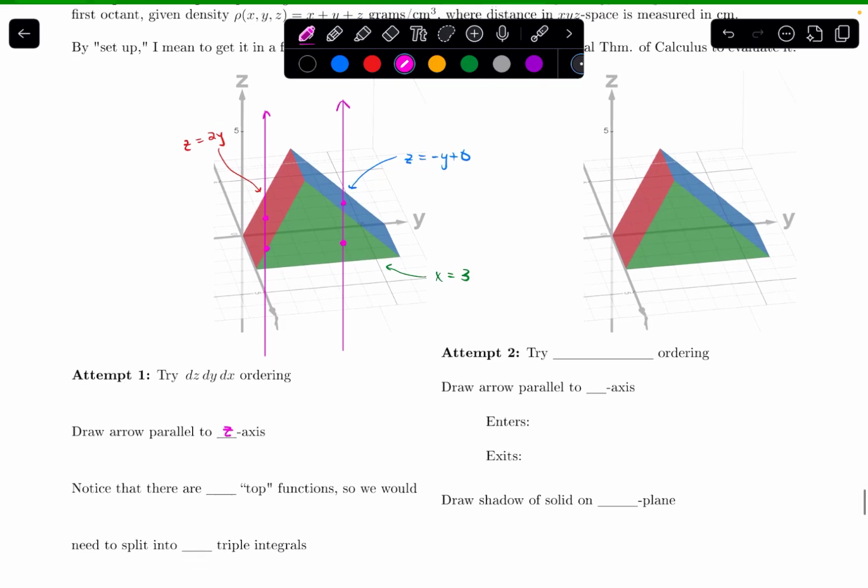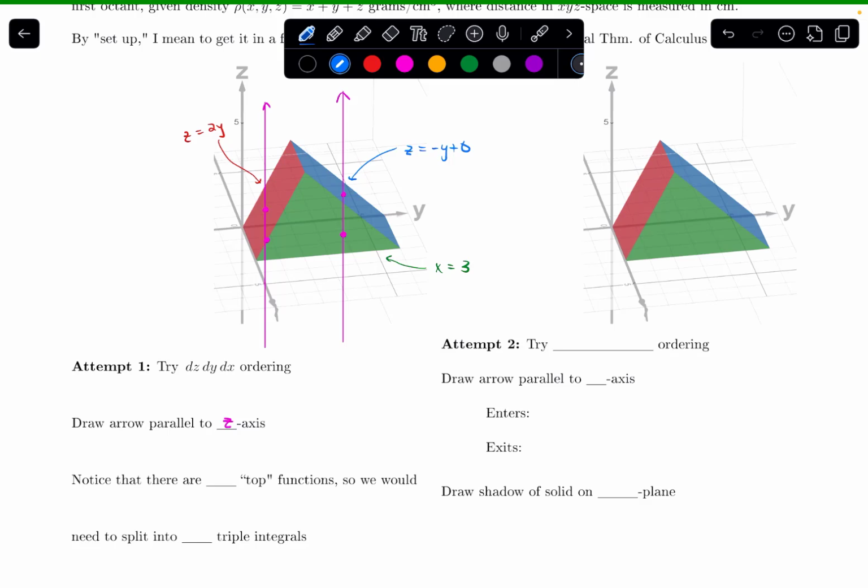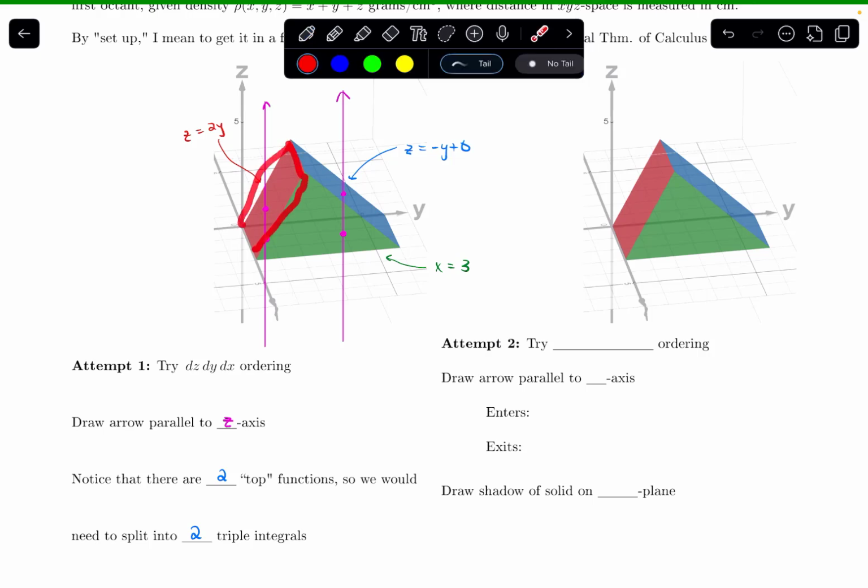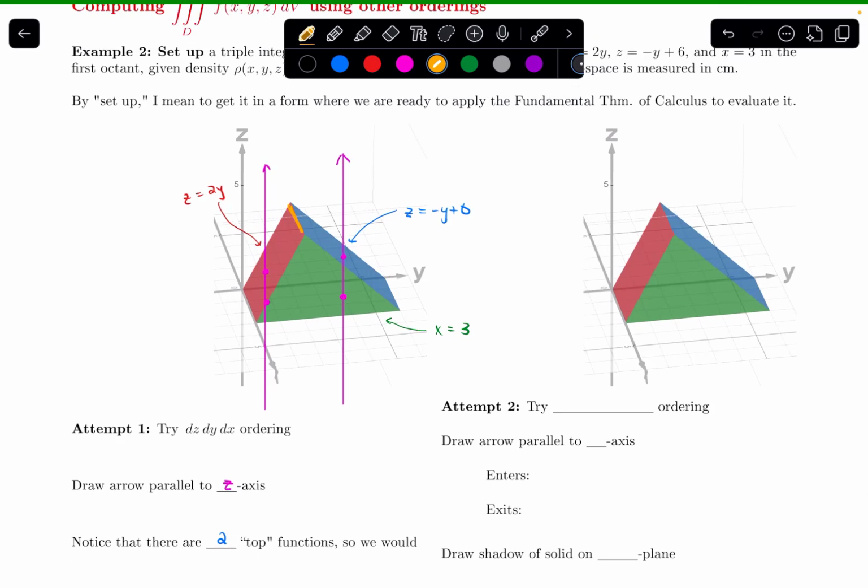So the issue with this is, notice that there's 2 top functions. And because of that, I would need to split this into 2 triple integrals based on, when does it change from this red plane up top to this blue plane? And that change happens where they intersect. So how would I figure out where they intersect? Well, I'd set those equations equal. Set 2y equal to negative y plus 6. Set those z's equal. And if you rearrange this, you'll end up getting that y equals 2.